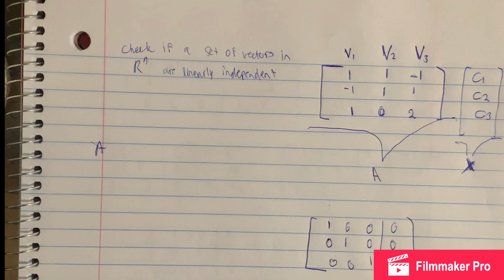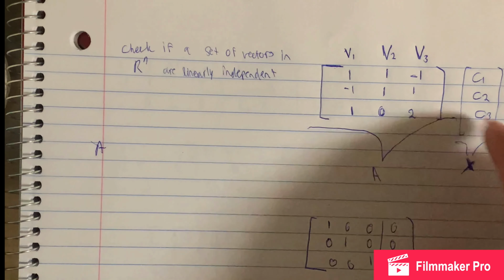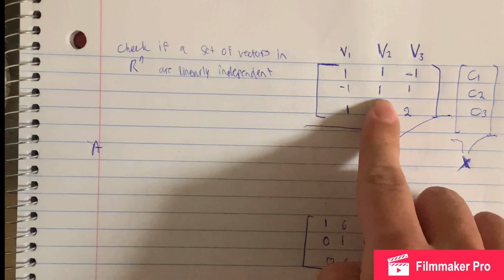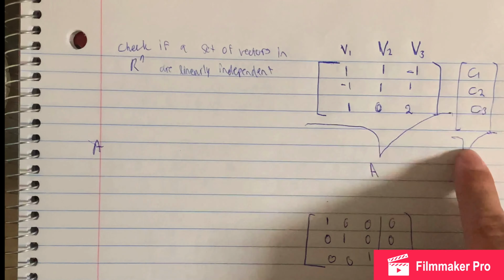We are going to learn how to check if a set of vectors in R to the power of n, or coordinates of space over real numbers, are linearly independent. To check if a set of vectors are linearly independent, we must look at the vectors here. This is our example here, and these are C1s.